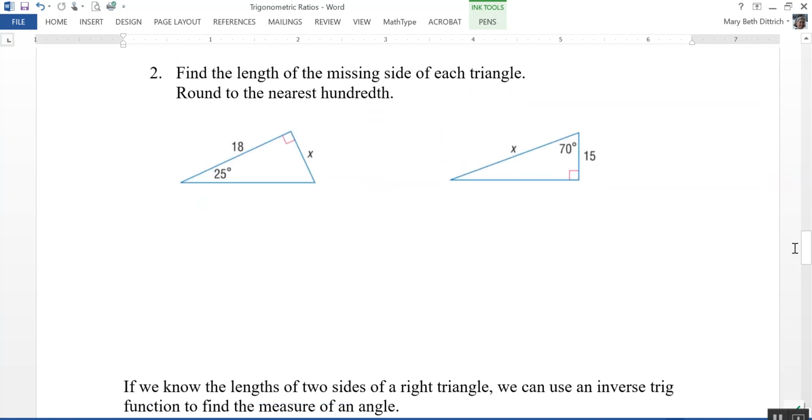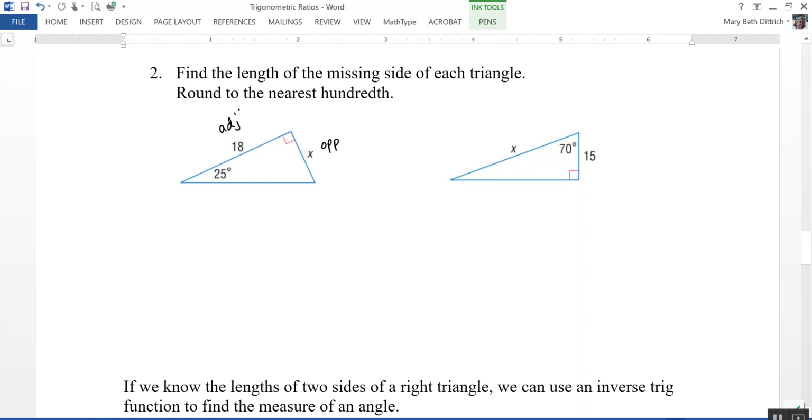Here we have two triangles, and it says find the length of the missing side of each triangle and round to the nearest hundredth. I have a 25-degree angle, and one leg is 18 and one leg is x, and I don't know the hypotenuse, which is actually okay. As long as I have the angle on one side, I can figure out the other sides. In relation to this 25-degree angle, x is my opposite, and 18 is my adjacent.